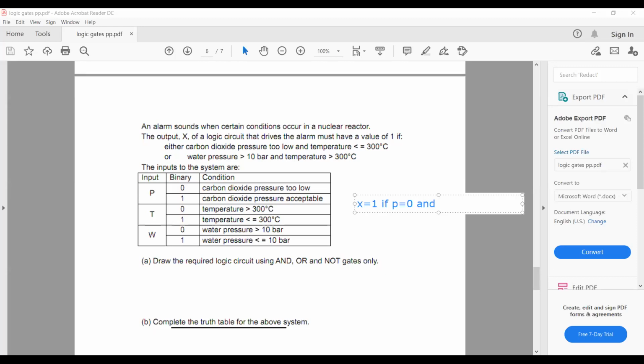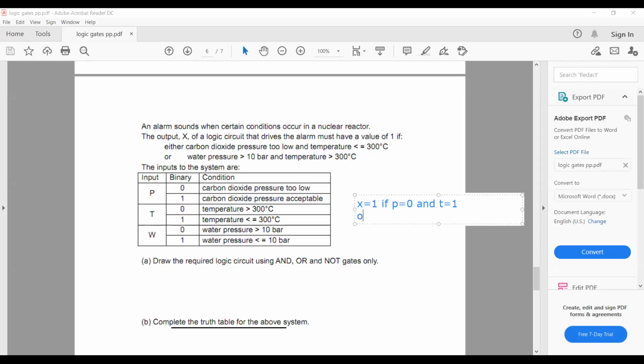temperature less than or equal to 300. Temperature is denoted with T. Less than or equal to 300 means T equals 1, according to the binary value. So T should be 1. This is one method in which the alarm is working.